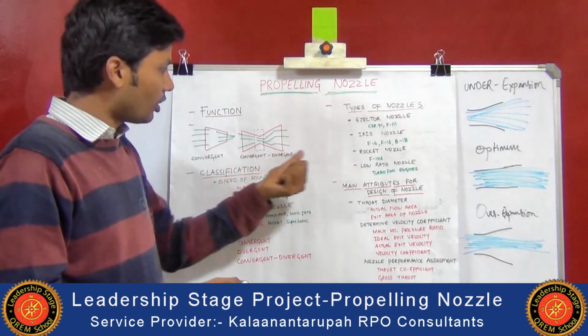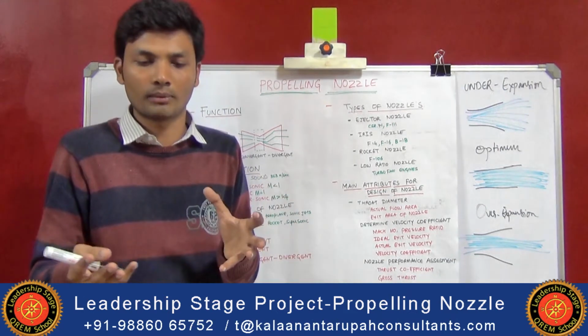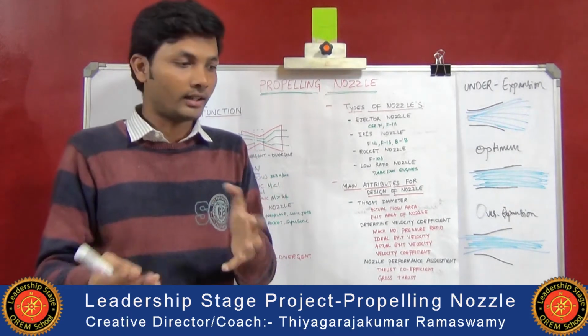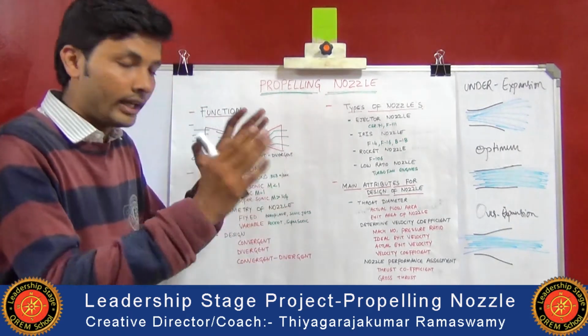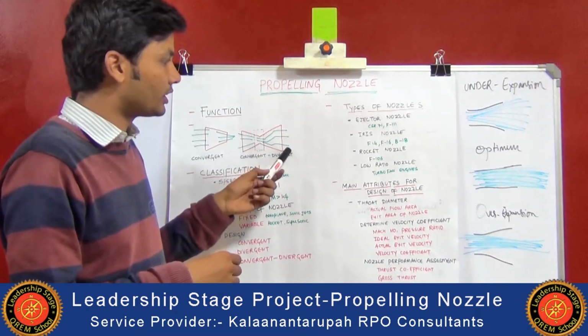So in the rocket system, what happens is that actual rockets use a simple convergent and divergent nozzle, because they have limitations for the weight, limitations for the design, and limitations for the whole area where the nozzle has to be fixed. So for that reason, they will go for a simple convergent and divergent nozzle.